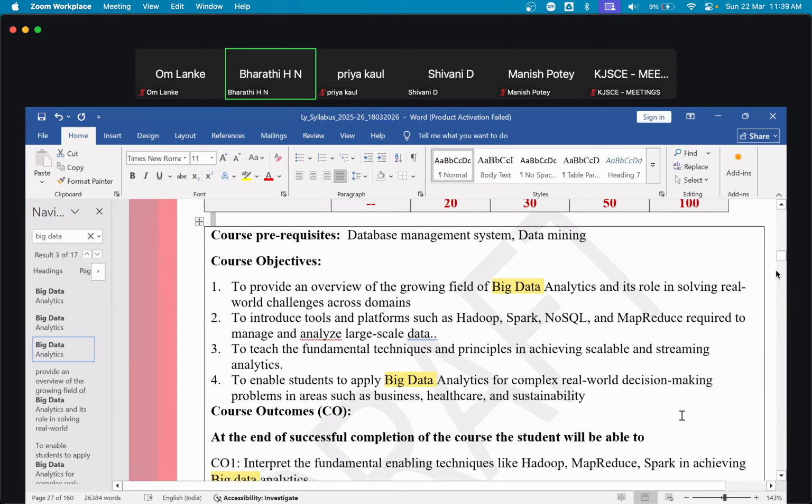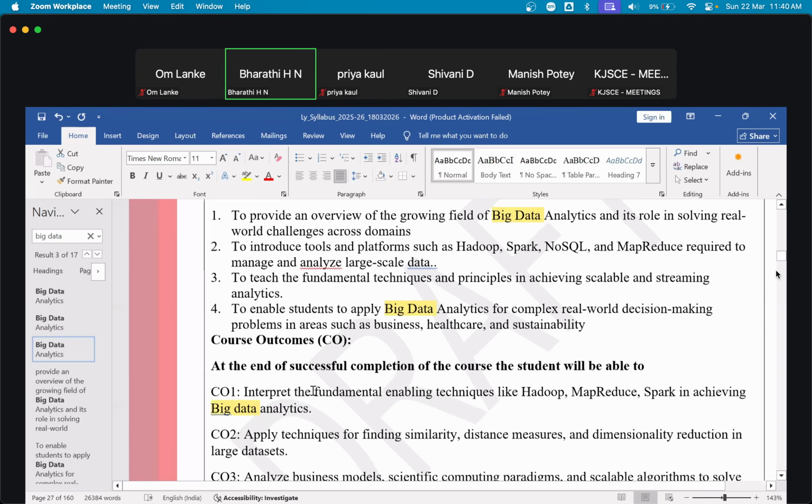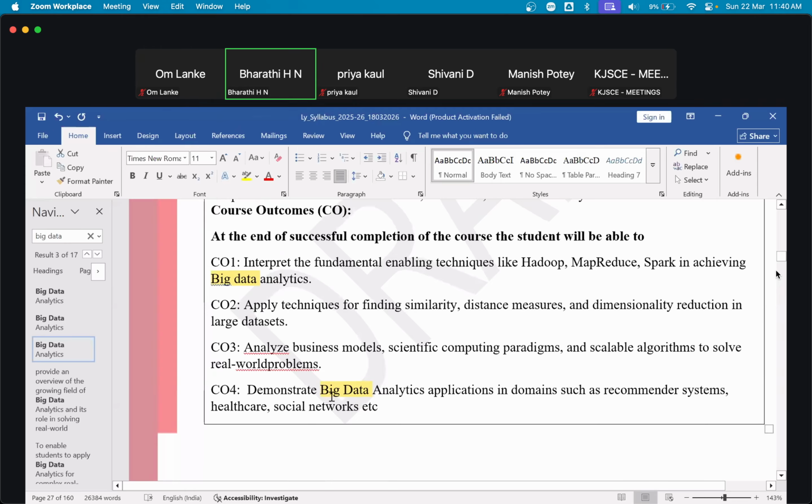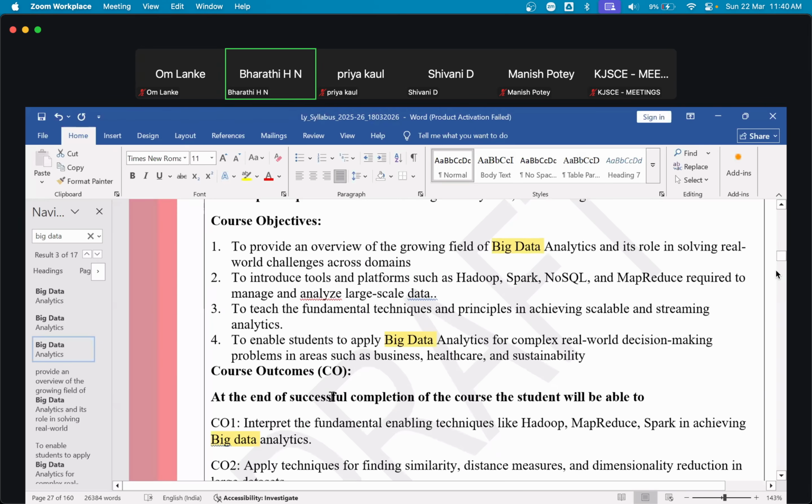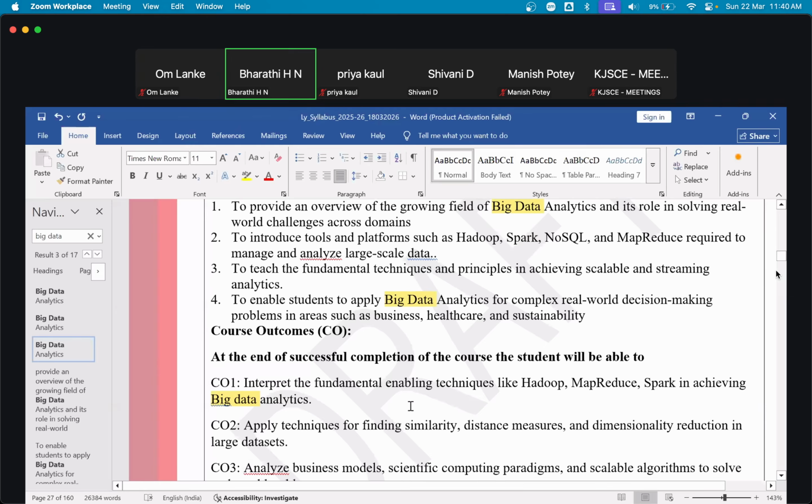So we need to understand how to analyze and deal with data which is not structured. And the size of the data is very, very huge, and we need to analyze it during runtime, or in real time also. So the objective of this course is to understand what is big data and what is its role in solving today's challenging domains. To understand that, we'll be looking at the different tools and frameworks required to handle that data.